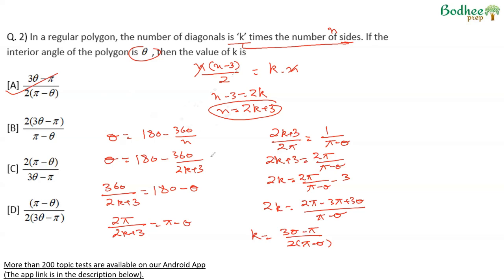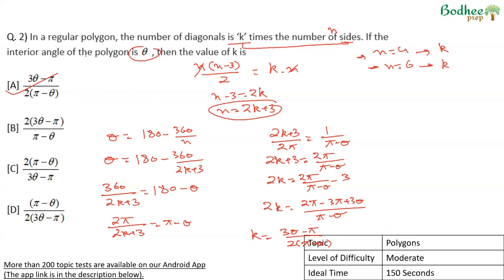Rearrangement is required. If this is not comfortable, what we can always do is take the value of n as 4, find the value of k, put in the options, check for theta. Then again take the value of n as 6, find the value of corresponding k, put the value for theta in the options and check. At most, at 2 values, we'll be able to find the answer. I think this is a moderate level of difficulty. Because of the calculation, the attempt time might go up to 2.5 to 3 minutes.